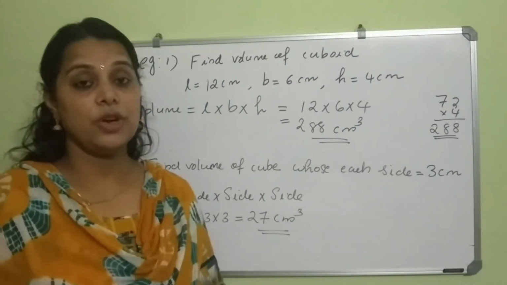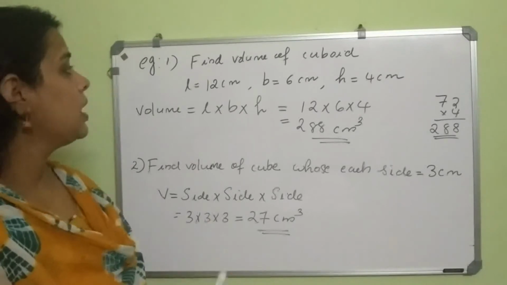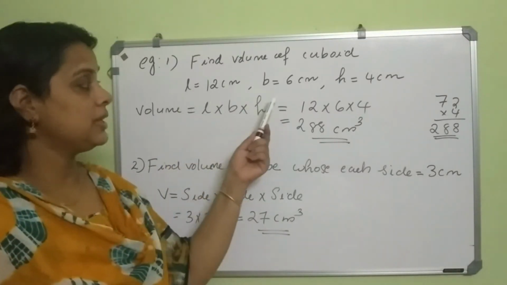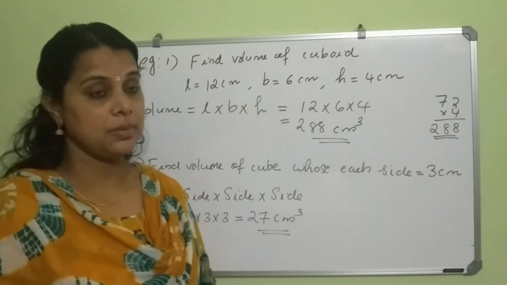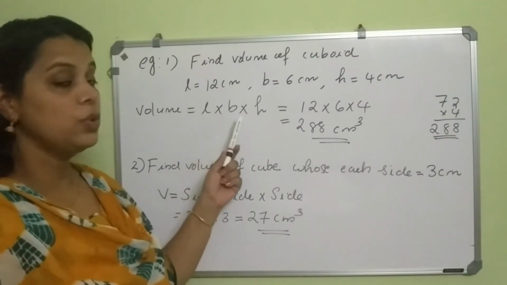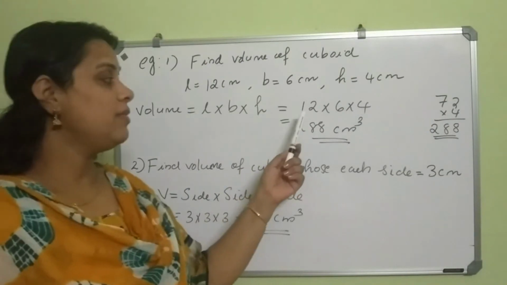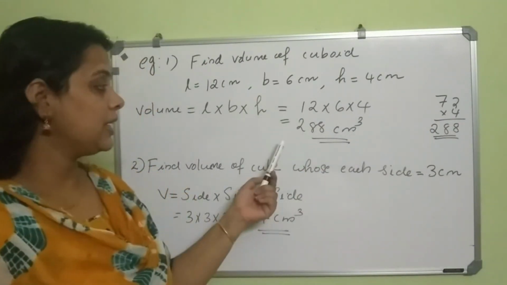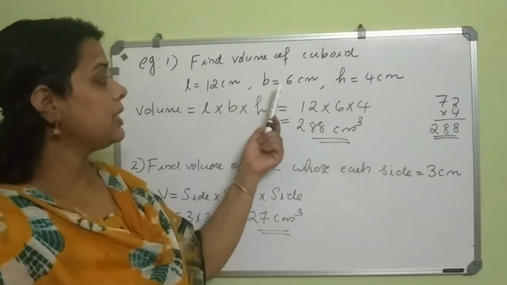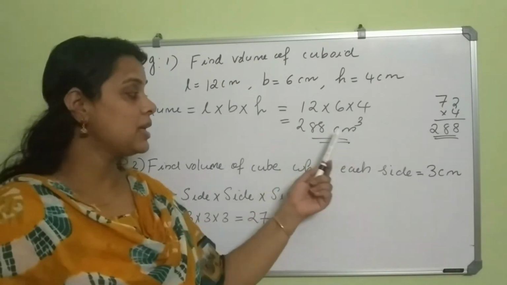Let us discuss one example of finding volume of cuboid and cube. Find the volume of cuboid whose length is 12 cm, breadth is 6 cm and height is 4 cm. We know the equation of volume, that is L into B into H, that is length into breadth into height. So we can write 12 into 6 into 4, that is 288 centimeter cube. The length, breadth and height is given in centimeters, so we need to express the volume in centimeter cube.